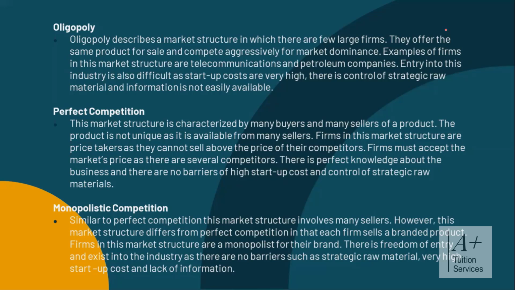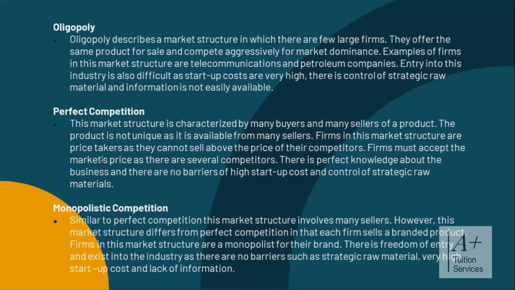The last one is monopolistic competition. Similar to perfect competition, this market structure involves many sellers. However, this market structure differs from perfect competition in that each firm sells a branded product. Firms in this market structure are monopolistic for their brand. There is freedom of entry and exit into the industries as there are no barriers such as strategic raw material, very high startup costs, and lack of information.